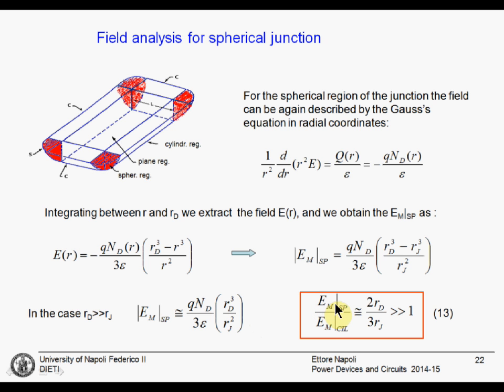Again, you can calculate the ratio between the maximum electric field in the spherical junction divided by the cylindrical junction, and again you find that this is a number that is much larger than 1. Again, this is the critical point. If we have a structure like this, the breakdown would not happen on the plane junction, not on the cylindrical junction, it will happen in the four corners, and will happen much earlier than what we expect, reducing our voltage capability. It's not a nice thing, because we lose a lot of our voltage capability.